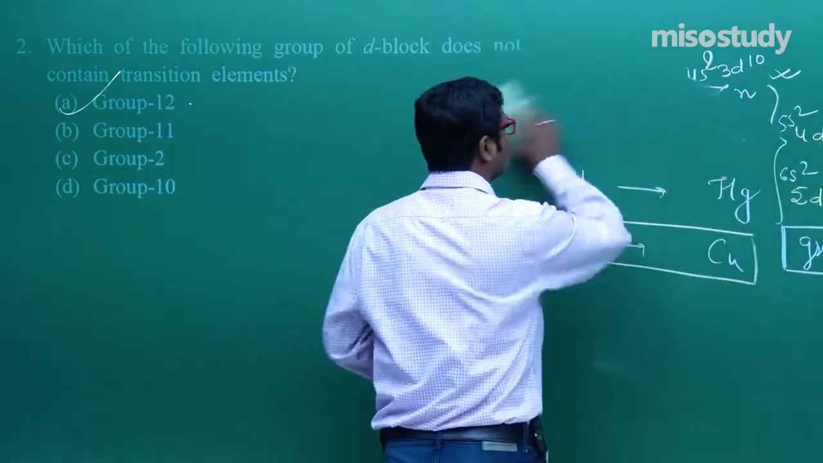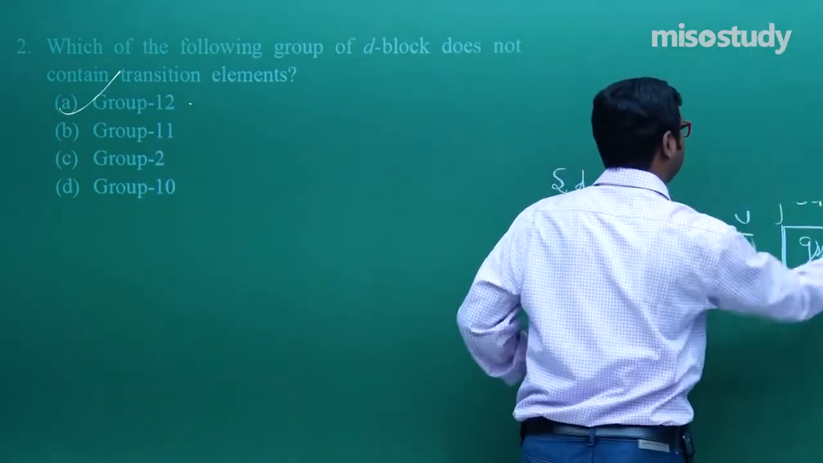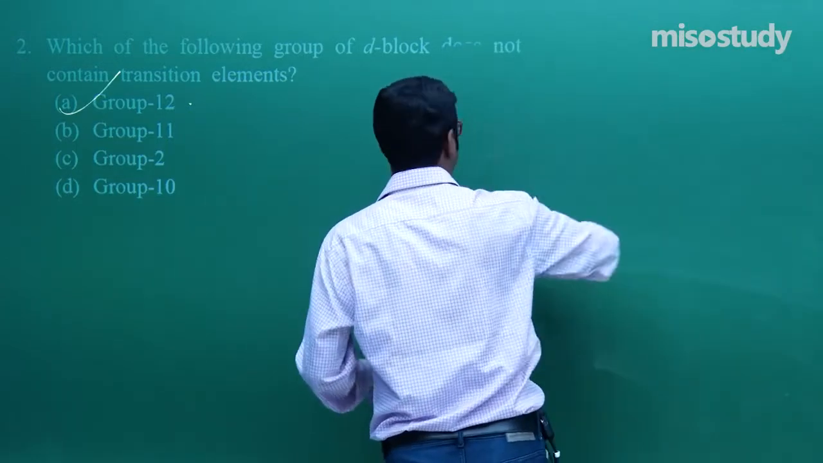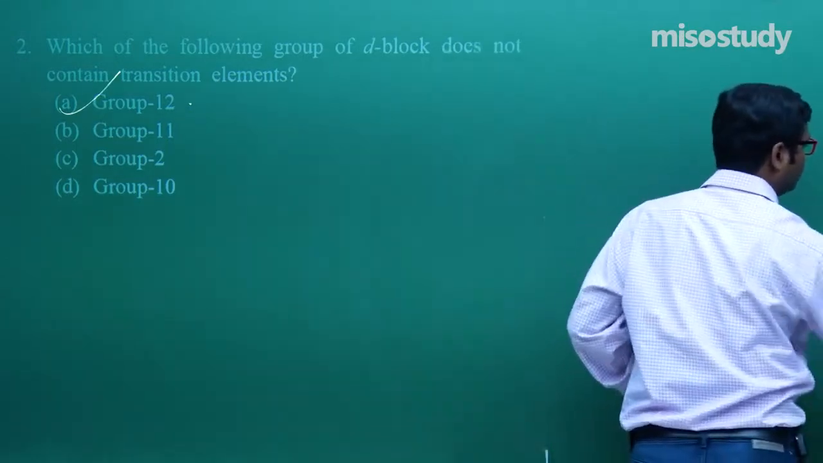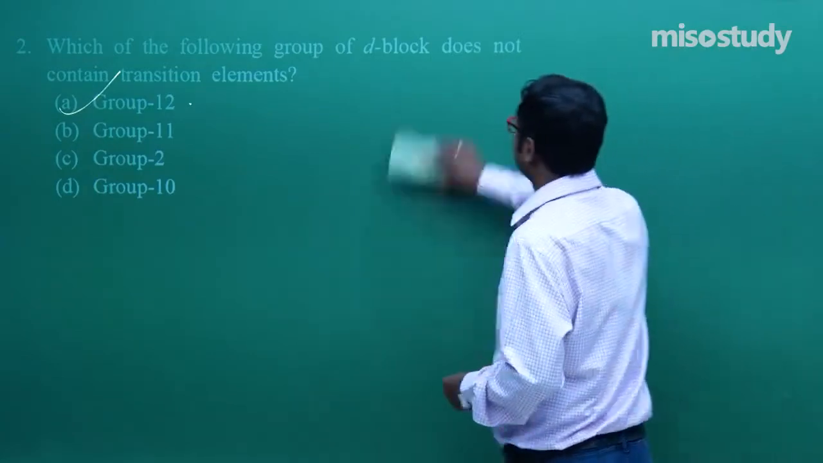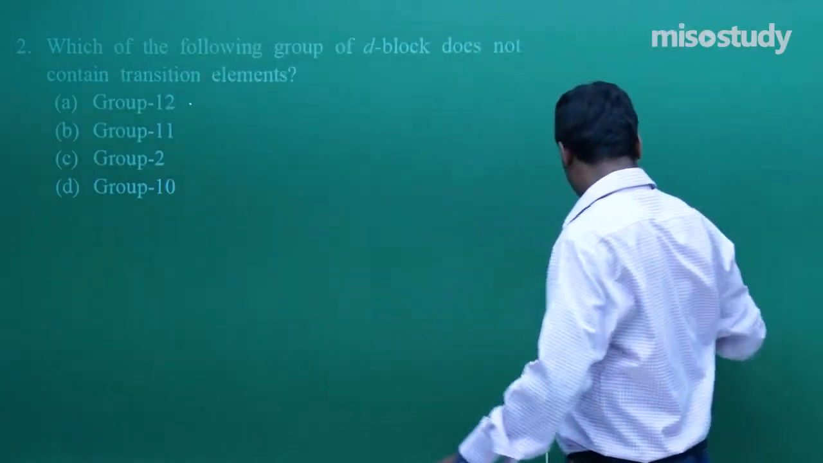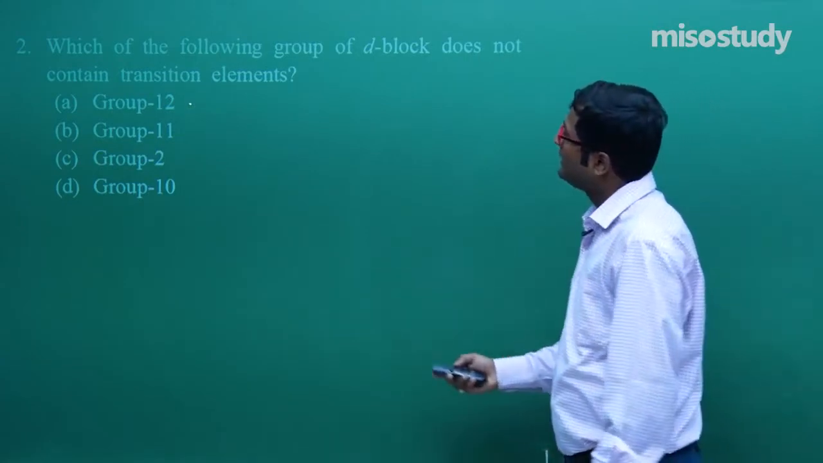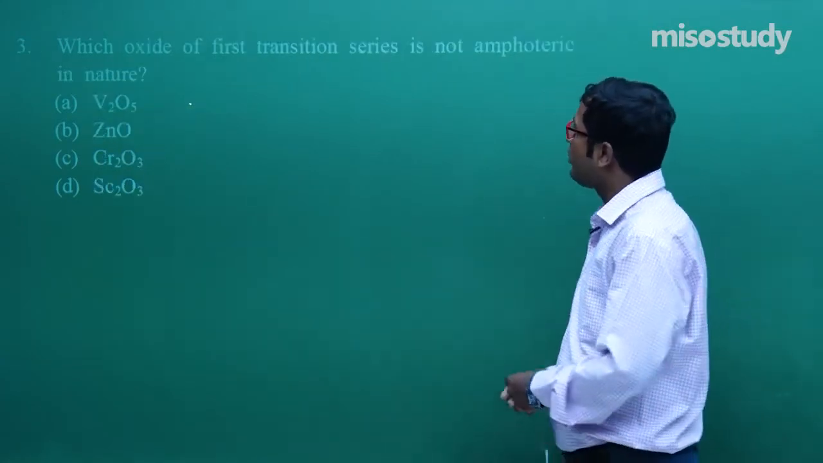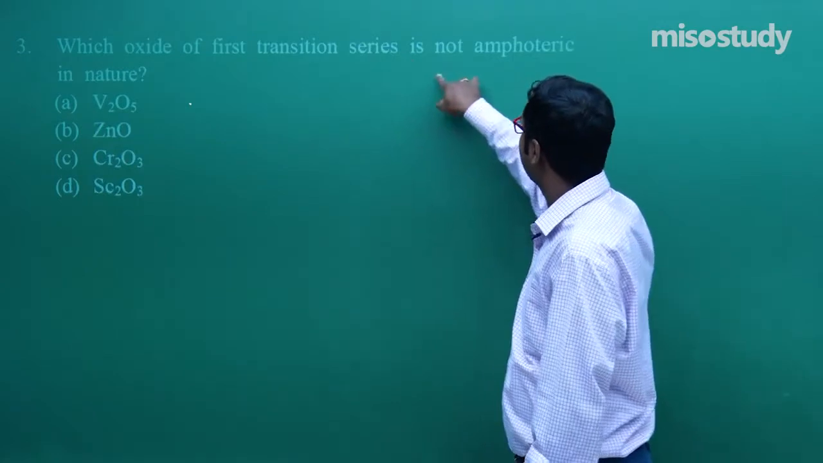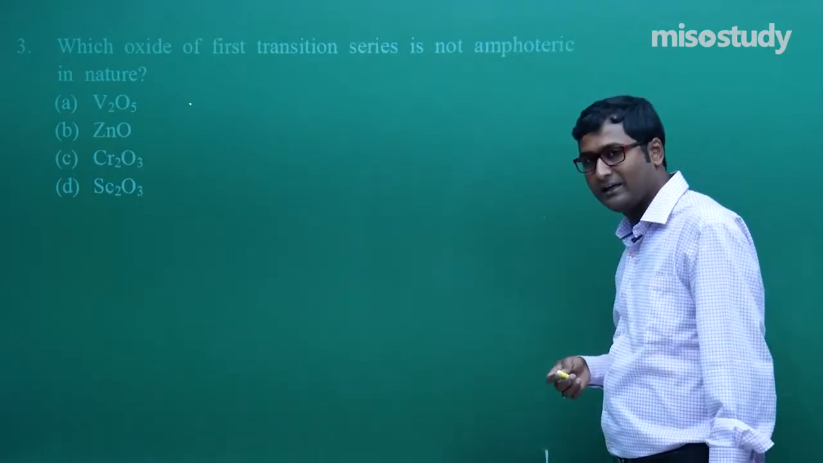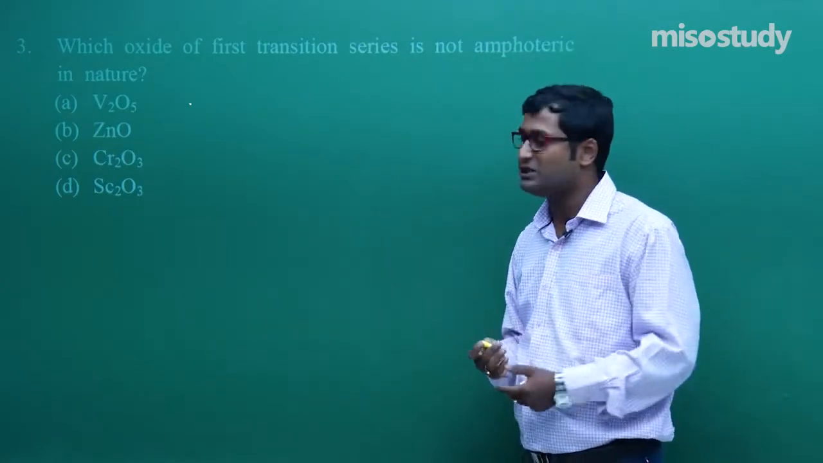Wait for a moment. Let's move. Question number 3. Which oxide of the first transition series is not amphoteric in nature? This is a completely GK/GS type question.